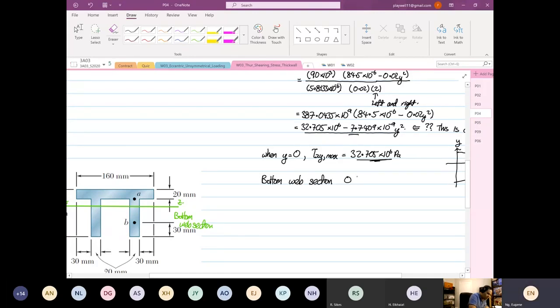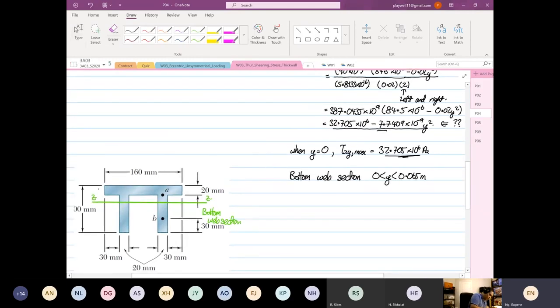Now our limits are 0, y, and 0.065 meters, because from here to here is 35, and from here to here it is 65. Remember what I told you? In the analysis, you cannot cross the what? You cannot cross the datum. You cannot cross the centroid, right? So the only way to do this, if you're going to have a y variable, is that this is our y now.